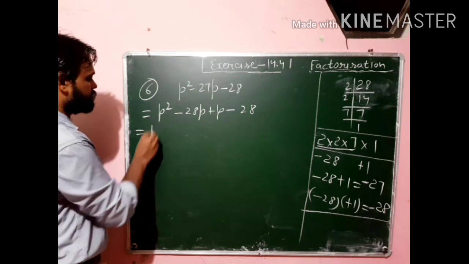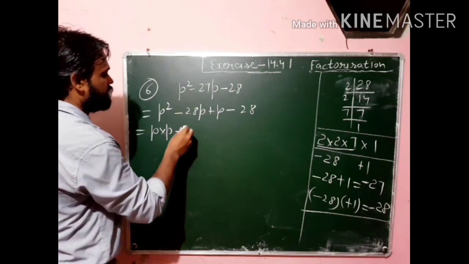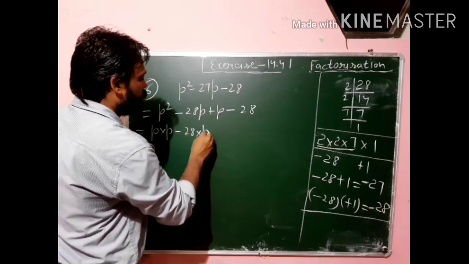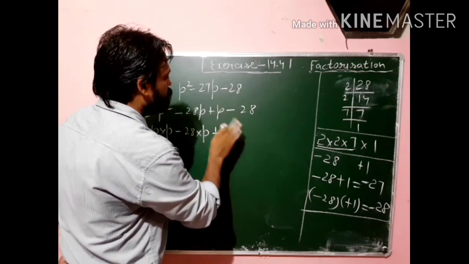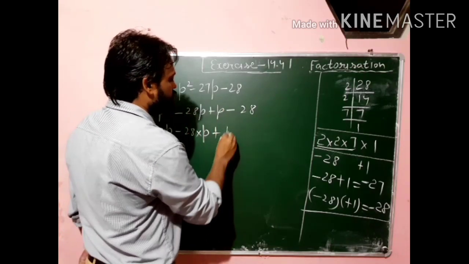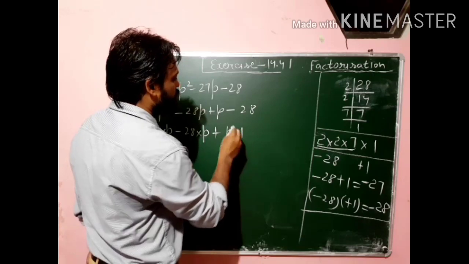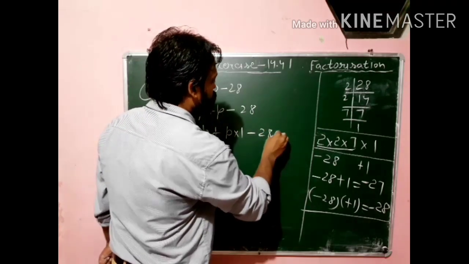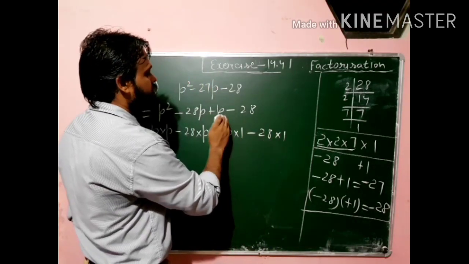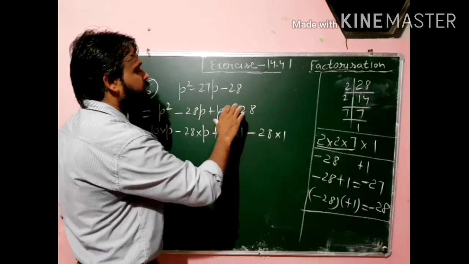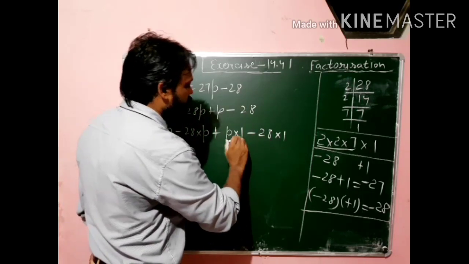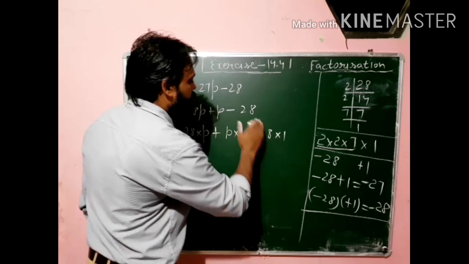And now do the factors. It will become p into p, then minus 28 into p, and then plus p is alone, a single term, so you can do the factor this way: p into 1, and minus 28 into 1 also. Why am I writing 1? Because p and 28 are both different terms, there is no common term here, so you can write down p into 1 and 28 into 1.